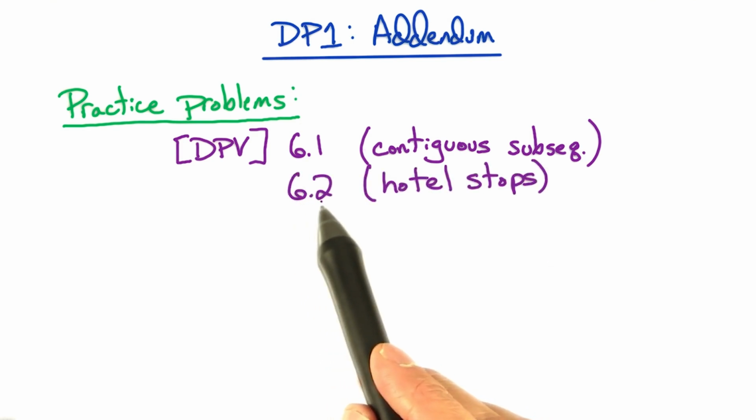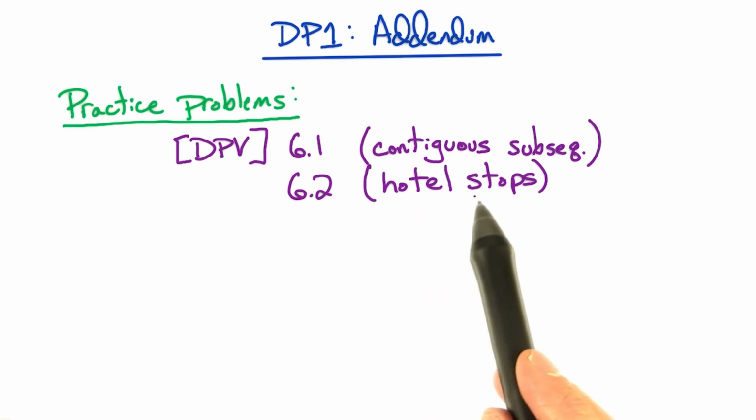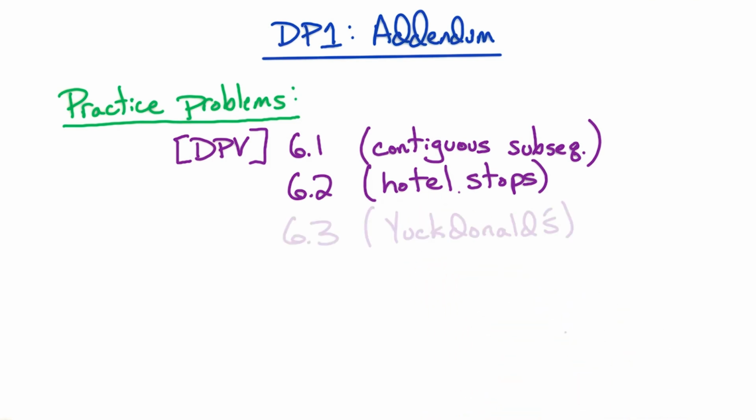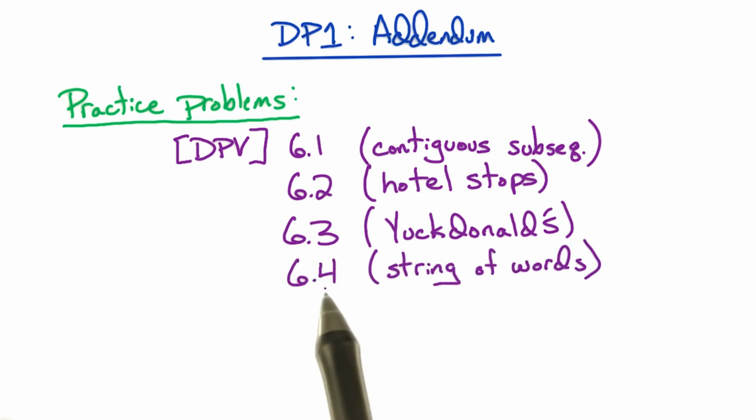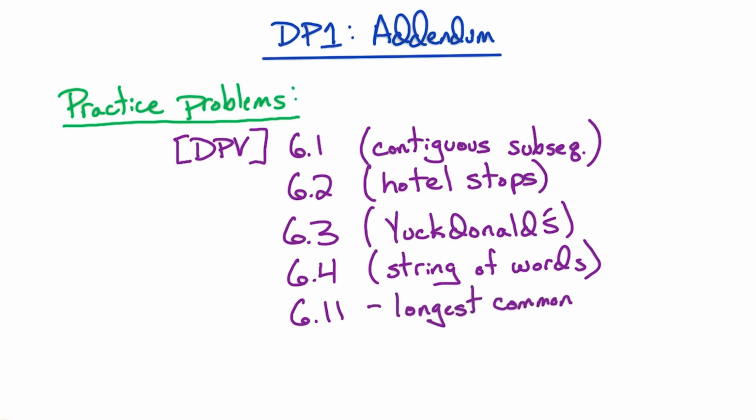The next problem is 6.2, where you're planning a trip and you want to figure out the hotel stops to minimize the penalty. Problem 6.3 is about McDonald's. In 6.4, you're given a string and you want to see if you can break up that string into a set of words. Now 6.11 is longest common subsequence. We already did that in this lecture.